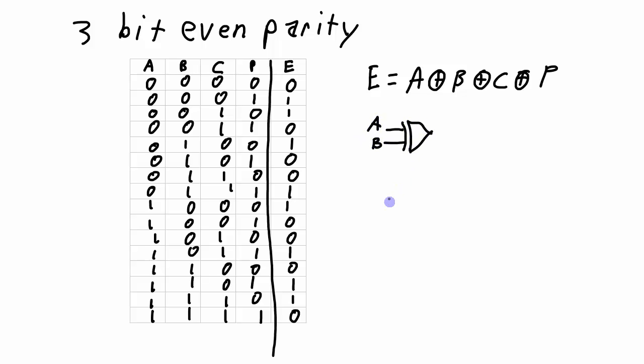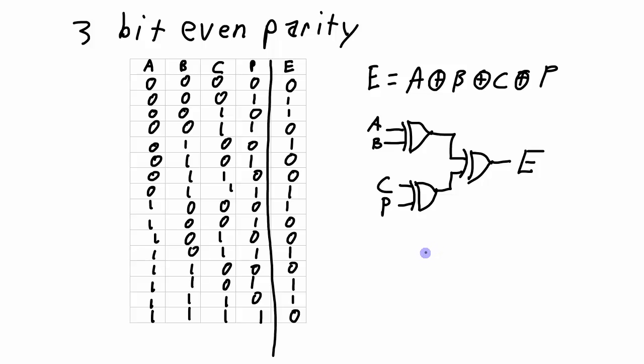A and B go into one XOR gate, C and P into another XOR gate, and then the outputs of those XOR gates are connected together to give you the error bit. And so this circuit will give you an error bit high if the number of ones in your input A, B, C, and P is odd, and the error will be 0 if the number of ones is even.